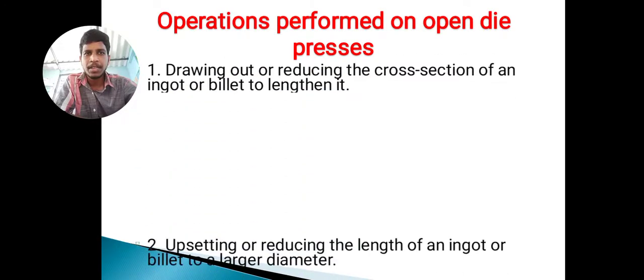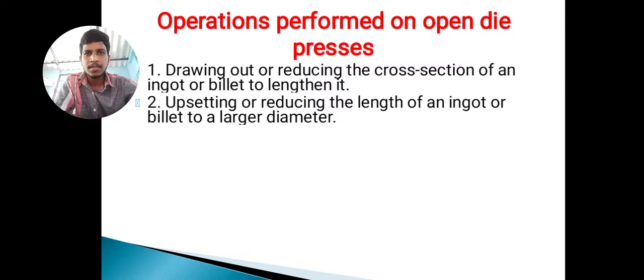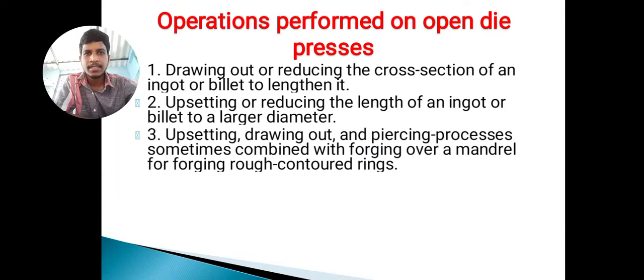Operations performed in the open die process. Drawing out is the first process, to reduce the cross-sectional area and increase the length. And upsetting. Upsetting is the pure reversible process of drawing. And next, upsetting, drawing and piercing processes are sometimes combined with forging over a mandrel to generate rough contour rings.